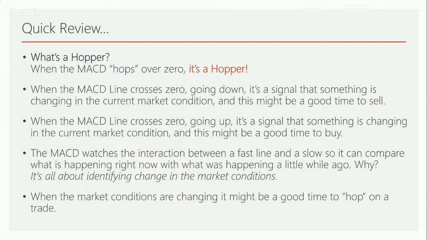And when the MACD line crosses 0 going up, it's a signal that something is changing in the current market condition, not lagging, but current market condition. And this might be a good time to buy. The MACD watches the interaction between a fast line and a slow line in the background. So it can compare what's happening right now with what was happening just a little while ago. Why? It's all about identifying change in the market conditions. When the market conditions are changing, that might be a good time to hop on a new trade. That is all a review from the previous session.